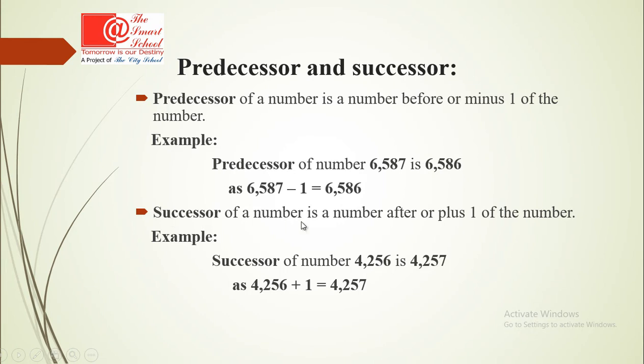Now, the successor of a number is the number after it, or plus 1 of the number. For example, the successor of 4256 is 4257. So we just added 1 to the number and got its successor. So I hope these terms and this concept are clear to all of you.